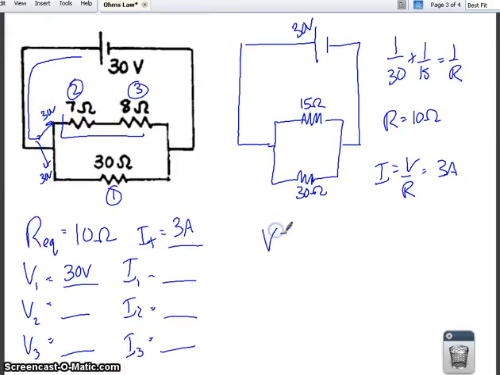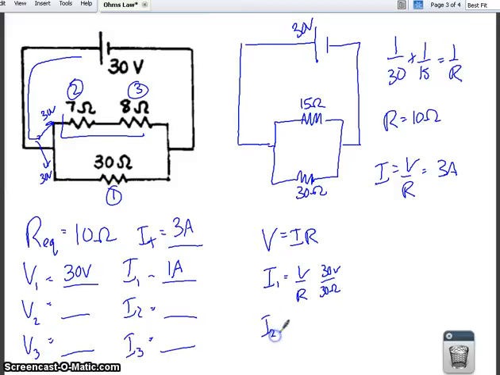The voltage in series is equal to the current times the resistance. But I don't know the current through this one yet, so we have to figure that out next. The current through number 1 is going to be equal to V over R. So 30 volts over 30 ohms is going to be 1 amp.